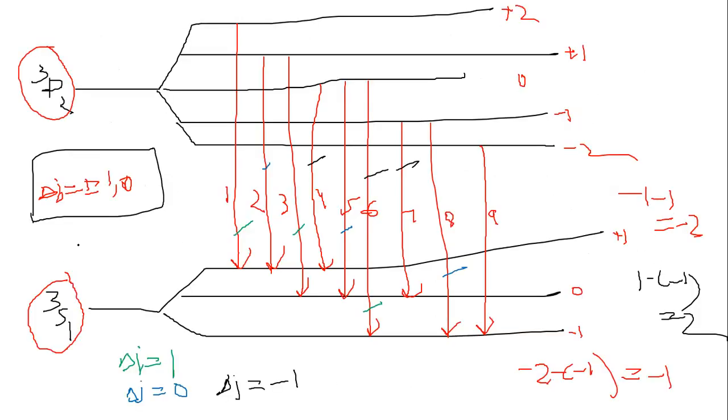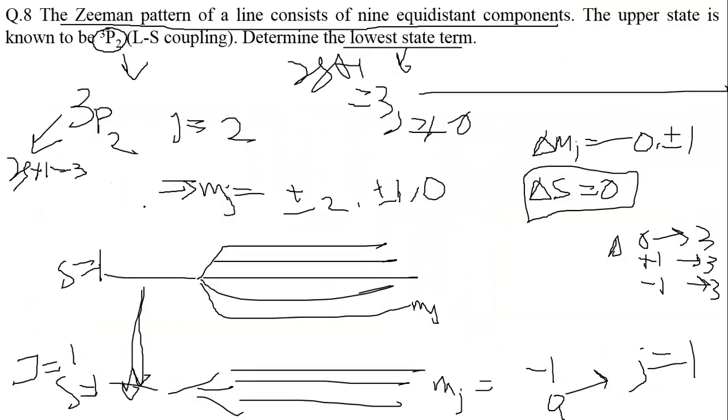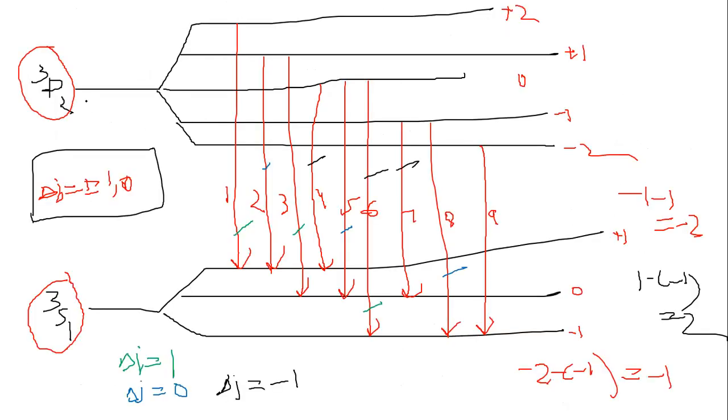So when the transition occurs between two levels, 3P2 and 3S1, then there are 9 components, and these components correspond to the transition rule of delta J equal to plus or minus 1 and 0, because in the case of this Zeeman pattern, the significance is only of the small j or mj value. So the L and S values are not considered here. Depending upon the J values, the selection rule is delta J equal to plus 1, minus 1 and zero.